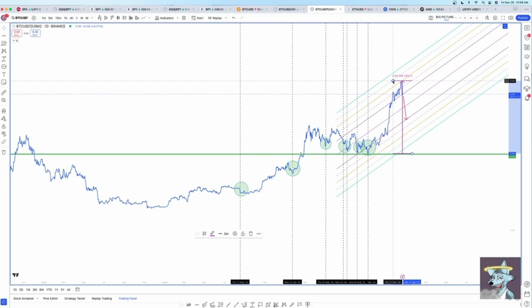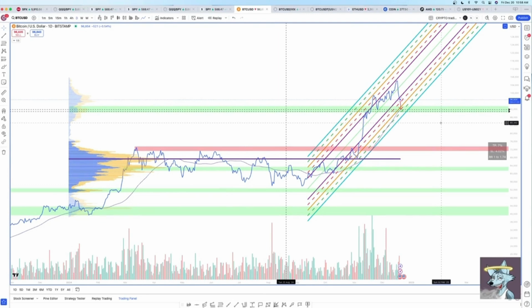So hopefully this ratio helps you time the market a little bit better so you can make more money. And then I just wanted to finish with the actual probabilities of the price action of the Bitcoin chart.